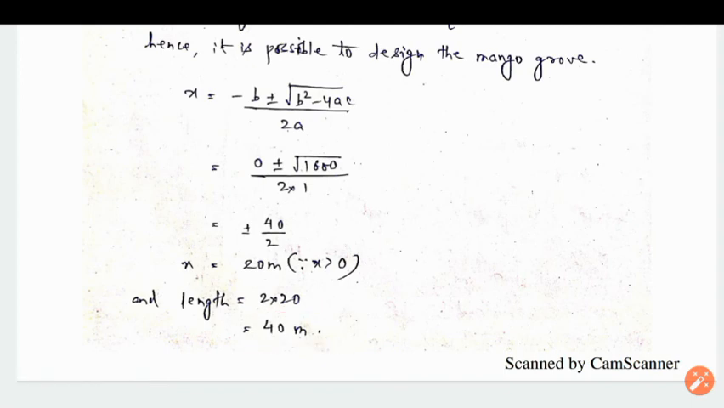So hope you have understood what I taught today, and based on this concept you will be able to solve the rest of the subparts and the rest of the sums, question number 5 and question number 6. Okay, if you find any difficulties, please ask me.